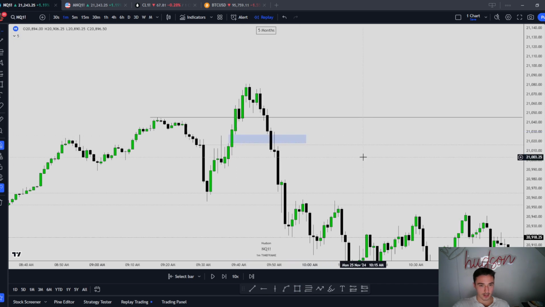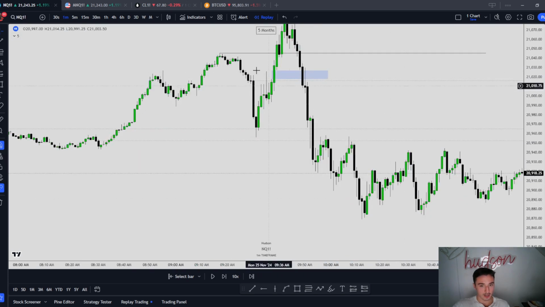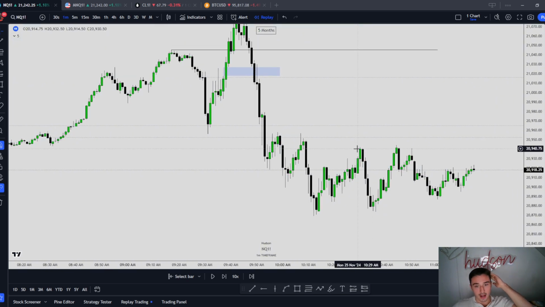Inverse fair value gap. Why is this higher probability? We come up, we take this high up here, displace back inside of the range, inverse this fair value gap, tap into it, and continue lower. These are higher probability inverse fair value gaps, right? Now, notice what happens throughout here. Okay?